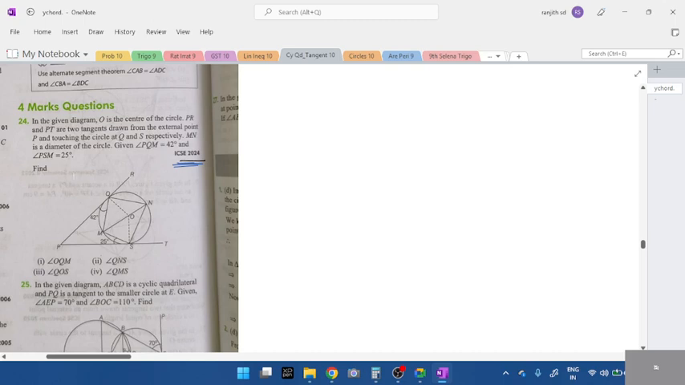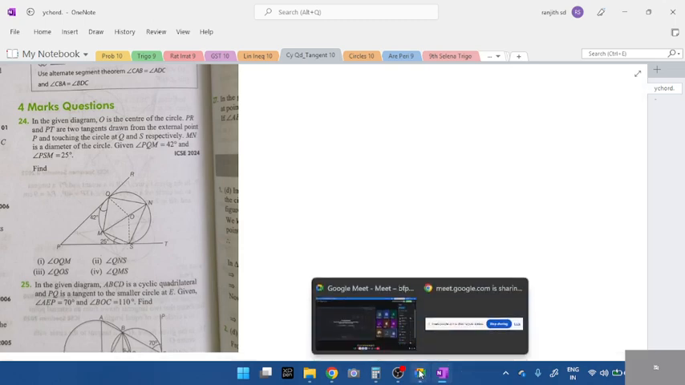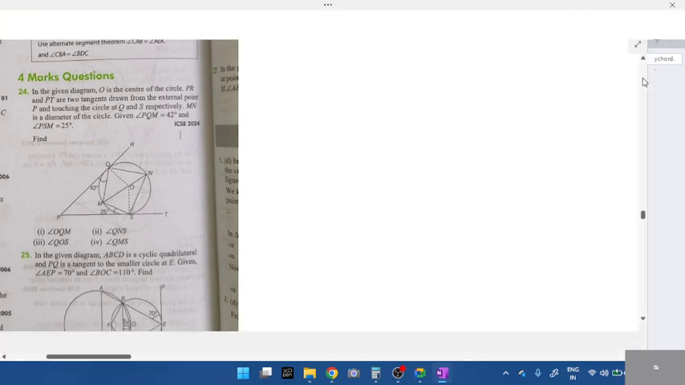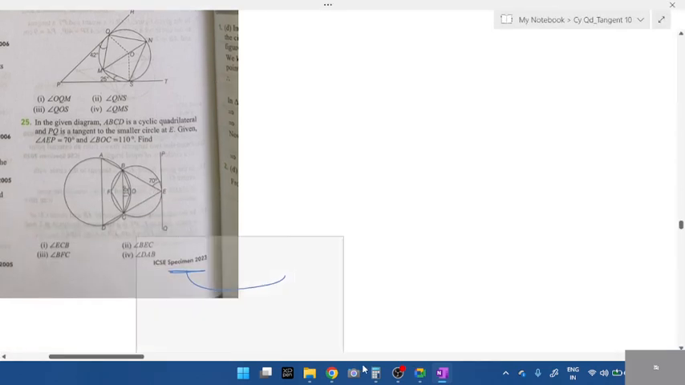Look, fourth main, this 24th question we did yesterday. All of you completed this, right? Two alternate segment theorem. Can you all see the screen? Respond. Yeah, we completed the two alternate segment theorem. Now this part, this question.